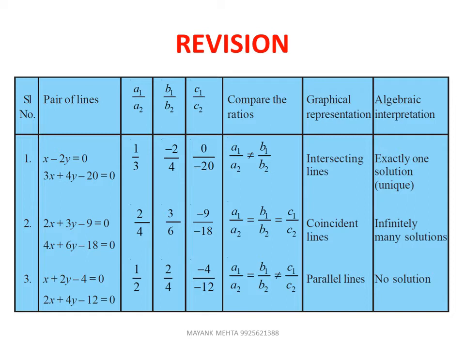And in the third sum, you can see that a1 by a2 is 1 by 2, b1 by b2 is also 1 by 2, but c1 by c2 is not 1 by 2. If you simplify c1 by c2, it is 1 by 3. That means both lines are parallel lines, which means no solution. Coincident lines mean infinite solutions, and parallel lines mean no solution.